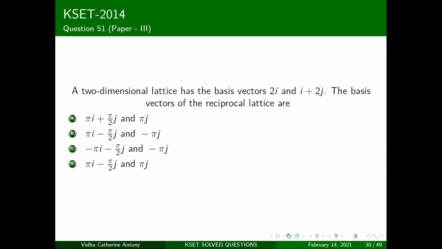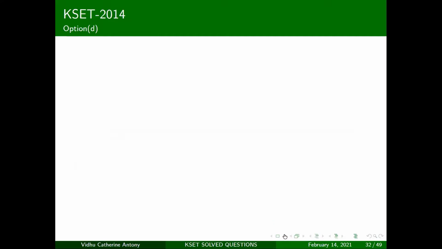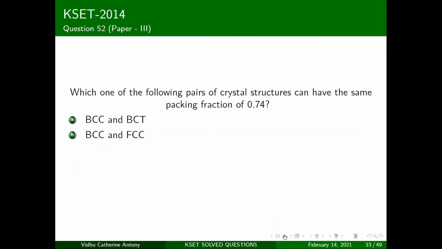Okay, so let's move on to the next question. Okay, so this one has a little bit of a work that you should do on your own. I will just tell you how to do it. So which one of the following pairs of crystal structures can have the same packing fraction of 0.74? Packing fraction is something that you've started working on since 12th standard. So yeah, I'll just recap how to do it, and then I want you to do it for 2 of these crystal structures.